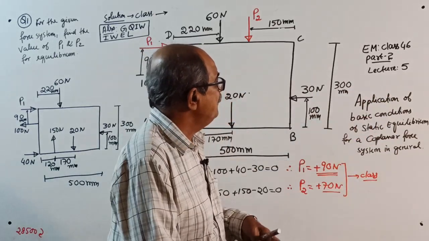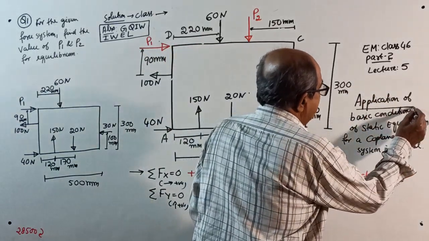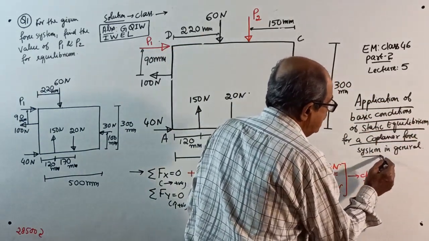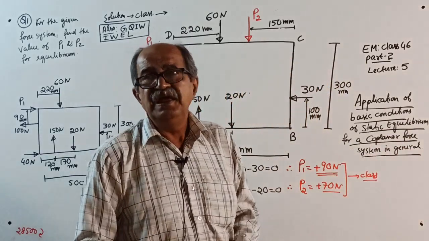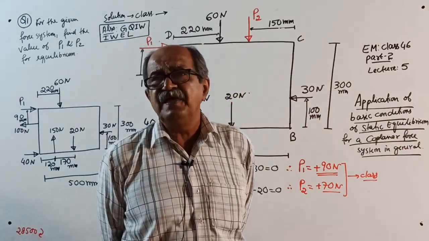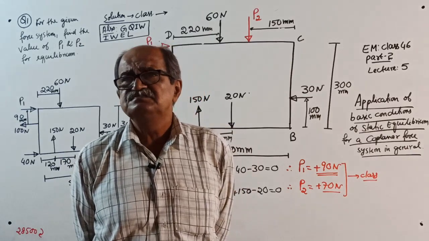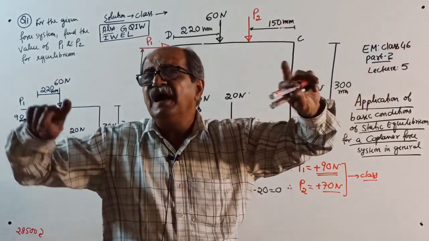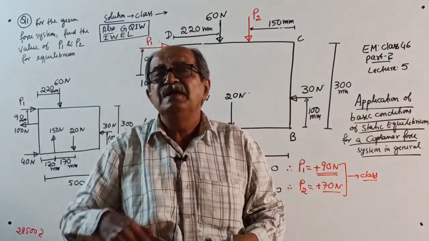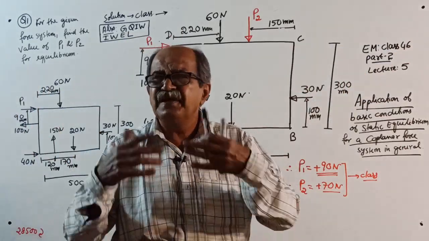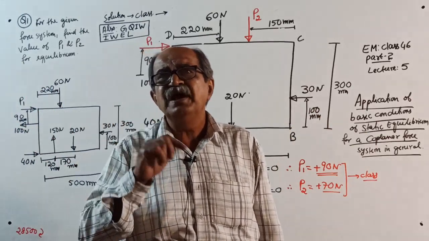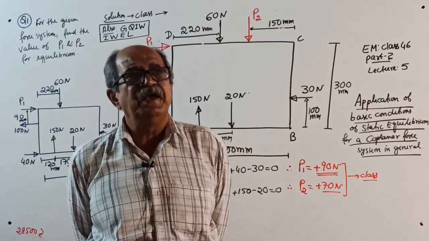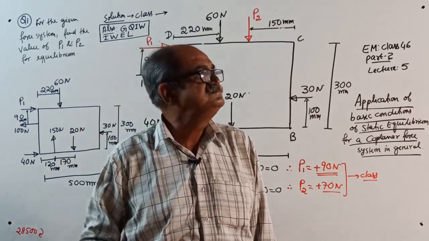What we are doing today is the application of basic conditions of static equilibrium for a coplanar force system in general. In coplanar, 3 types are there. One, concurrent. Second, parallel, which is the last. They are the outer sides, and in between is general. General means random. For concurrent, there is a condition: all forces should meet at a point. So it is concurrent coplanar.